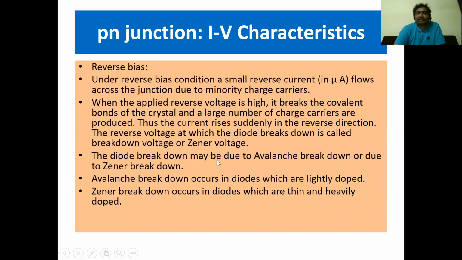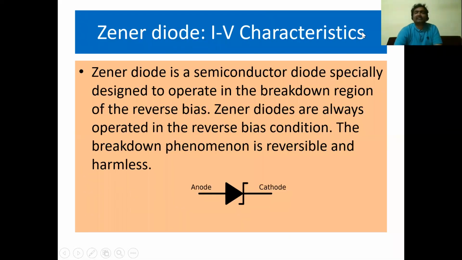The diode breakdown may be due to either avalanche or Zener breakdown. Avalanche breakdown occurs in diodes which are lightly doped, and Zener breakdown takes place in diodes which are heavily doped. Now let us discuss the VI characteristics of Zener diode.